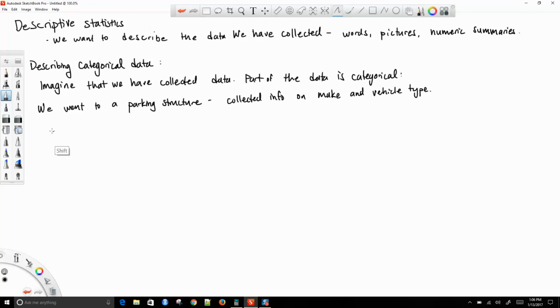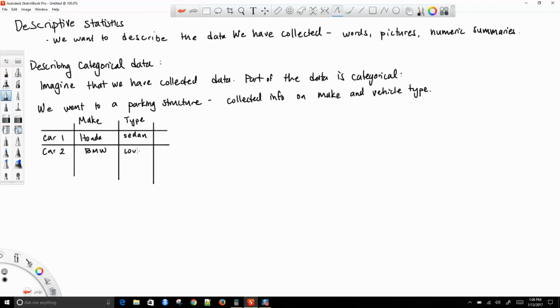So for example, in our data table, we would have car 1. This one is a Honda, and we'll say it's a sedan, like a compact car, doesn't matter. So this is the make, and over here we have type. Car 2, let's say it's a BMW, and it's a coupe. Car 3, maybe a Ford truck, etc., etc.